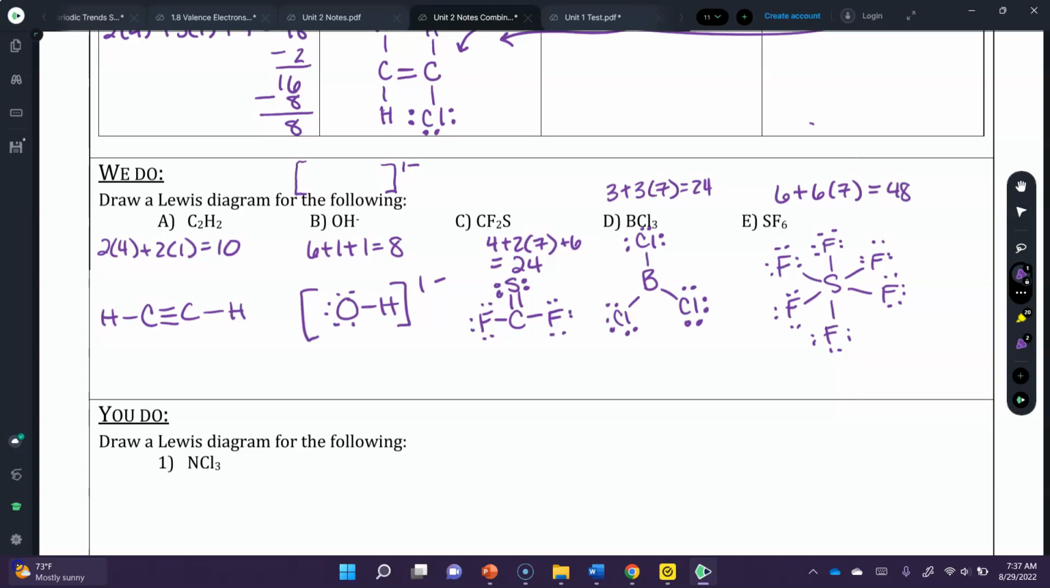Okay? Another one to pay attention for that would do an exception rule is phosphorus.